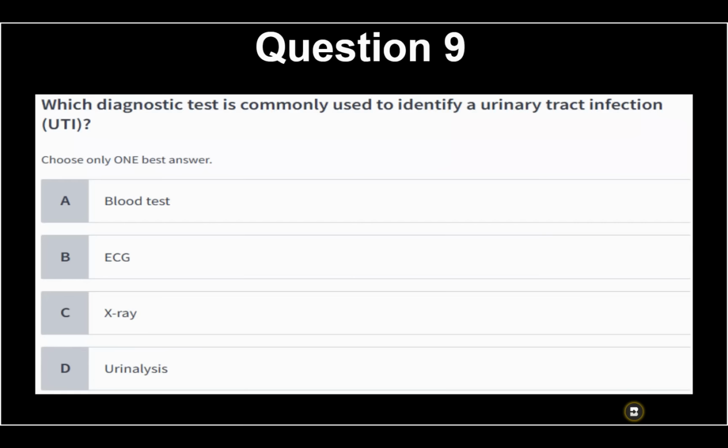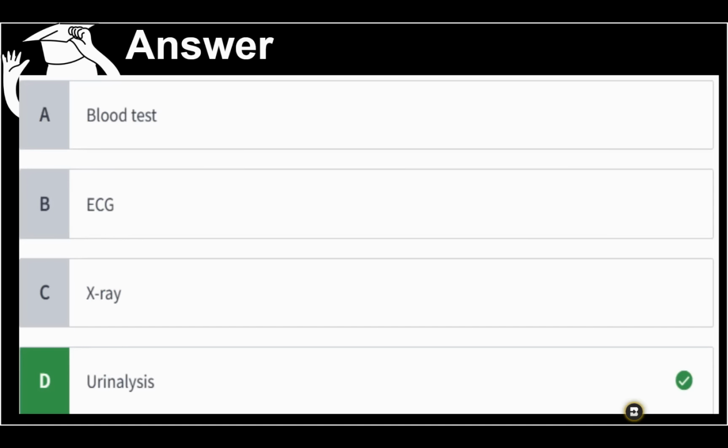Question 9. Which diagnostic test is commonly used to identify a urinary tract infection? This is also known as a UTI. Is it A, a blood test, B, an ECG, C, an X-ray, or D, a urinalysis? If you said D for urinalysis, you are correct.